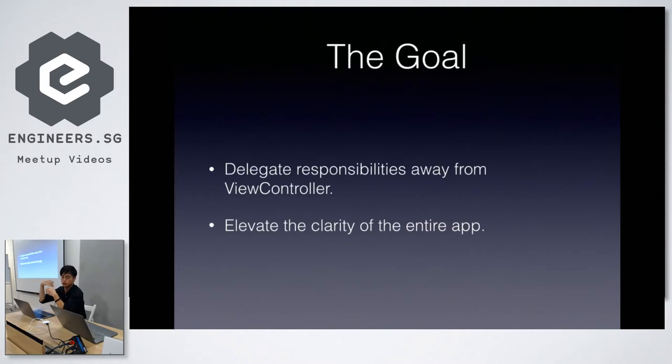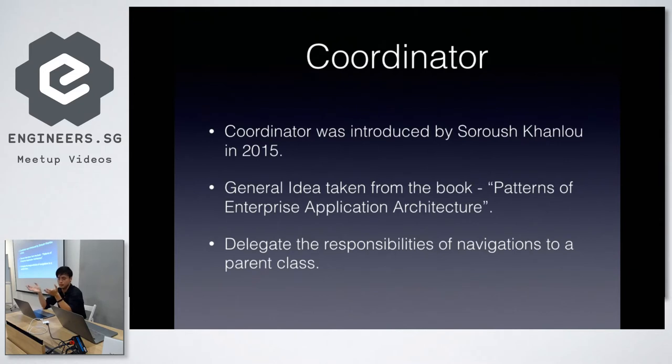So despite the fact you have all those different architectures, they all have the same goal. And that is to delegate the responsibilities away from view controllers to somewhere else, and in hope, by doing so, elevate the clarity of your app. So if you think about MVVM, it tries to delegate the responsibilities of model processing to another file. Right? If you look at Redux, it's the same thing. It tries to delegate the responsibilities of state preservation and state modification to another file. And our coordinator is doing the exact same. It's just that it's focusing on the transitioning parts of the app.